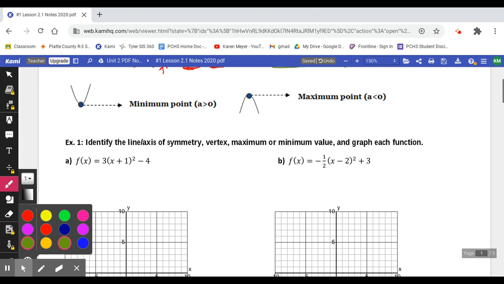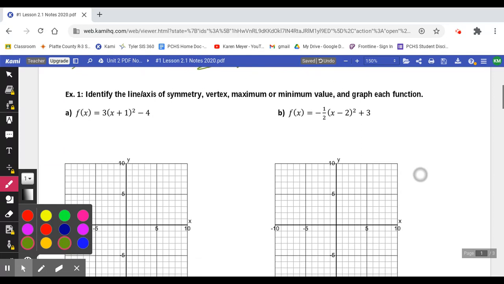Now, we're also going to ask you to look at the U shape and identify if it's a maximum or a minimum. If the U opens up, which means a is a positive, then it has what we call a minimum, because this dot right here is the lowest that the graph will go. If your a is less than 0, so that means if it's a negative number, then it's going to open downwards. And if it opens downward, then the vertex is the highest point, and that's why it's called maximum.